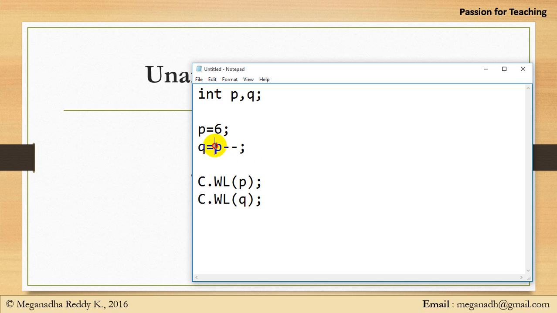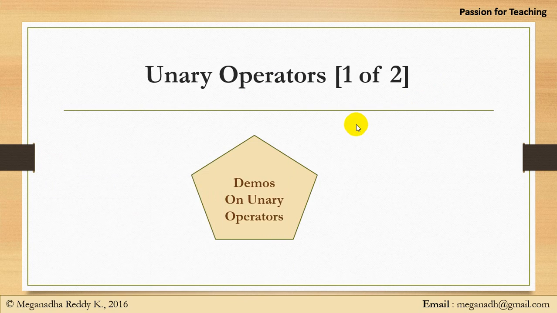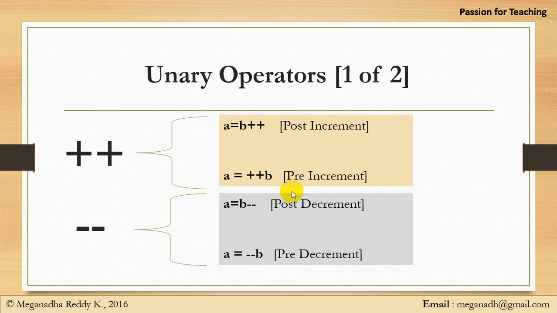Okay, now let's see this, ++p. In this case, this is called pre-increment. First the value of P will be incremented and then this value will be assigned to Q. So both values will be 7. And the last one is called pre-decrement. First the value of P will be decremented and then this will be assigned to Q. So in this case, both will be 5. So we are clear with unary operators. We are clear with these 4: post increment, pre-increment, post decrement, and pre-decrement.